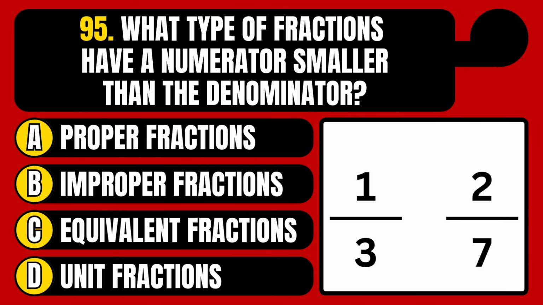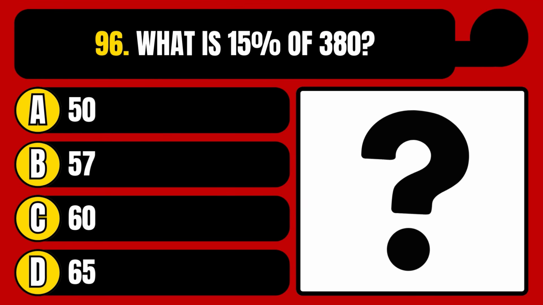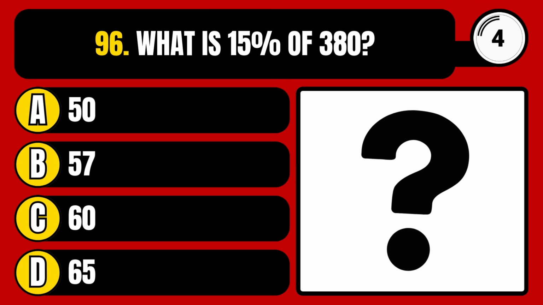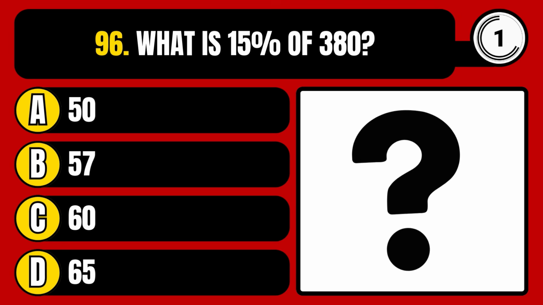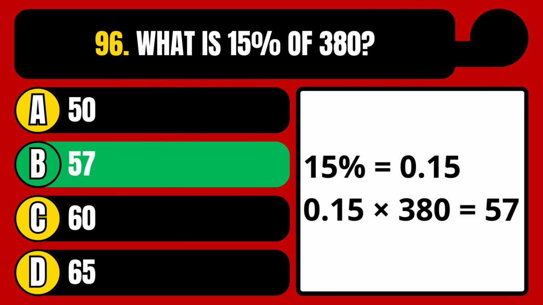What type of fractions have a numerator smaller than the denominator? Proper fractions, improper fractions, equivalent fractions, or unit fractions? The correct answer is option A, proper fractions. What is 15% of 380? 50, 57, 60, or 65? The correct answer is option B, 57.